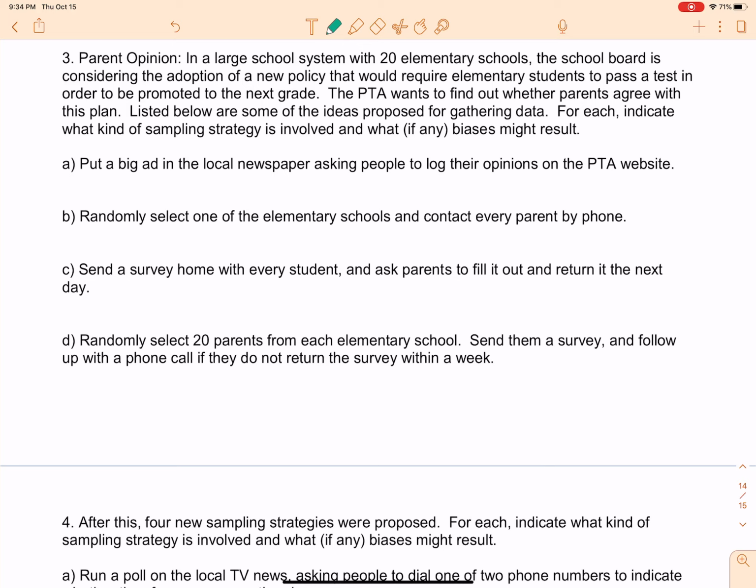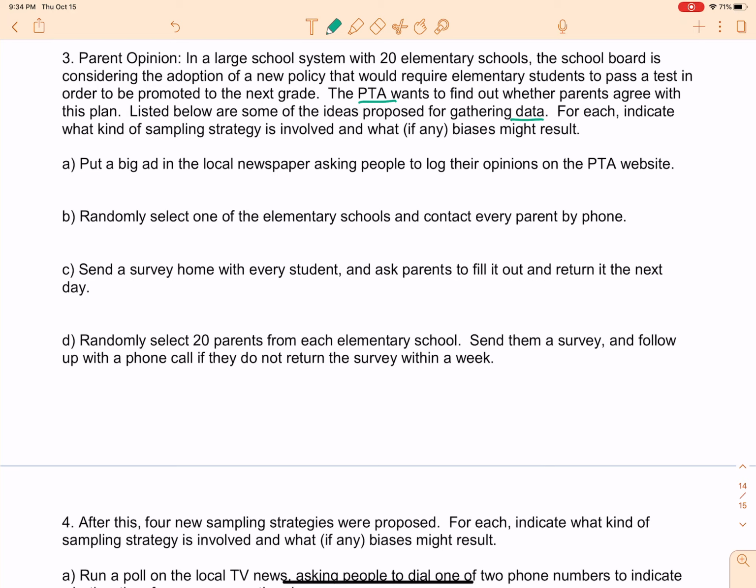In a large school system with 20 elementary schools, the school board is considering the adoption of a new policy that would require elementary students to pass a test in order to be promoted to the next grade. The PTA wants to find out whether parents agree with this plan. Listed below are some of the ideas proposed for gathering data.